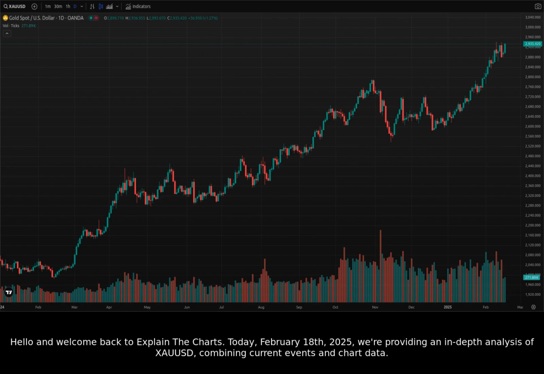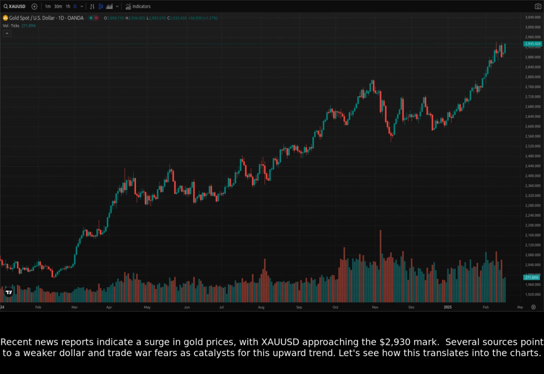Today, February 18th, 2025, we're providing an in-depth analysis of XAUUSD, combining current events and chart data. Recent news reports indicate a surge in gold prices, with XAUUSD approaching the $2,930 mark. Several sources point to a weaker dollar and trade war fears as catalysts for this upward trend. Let's see how this translates into the charts.